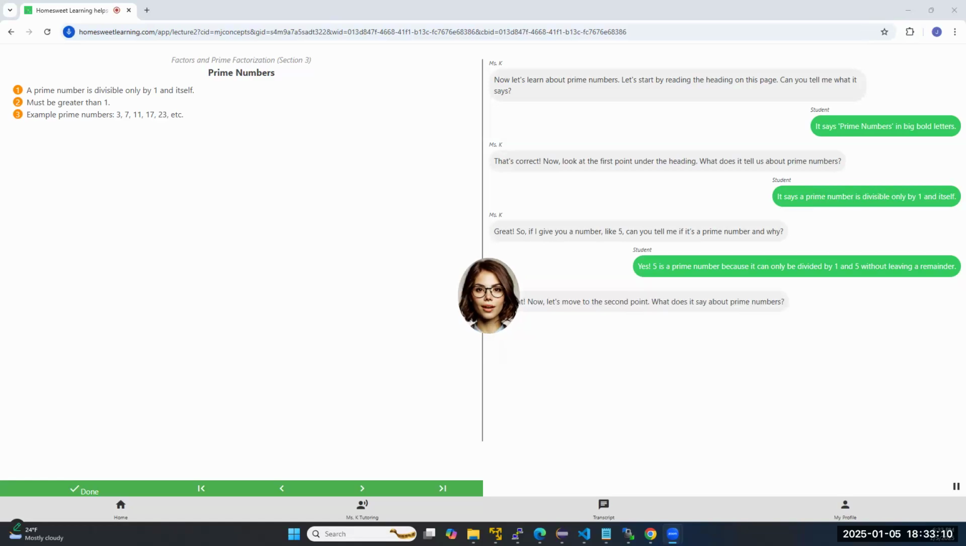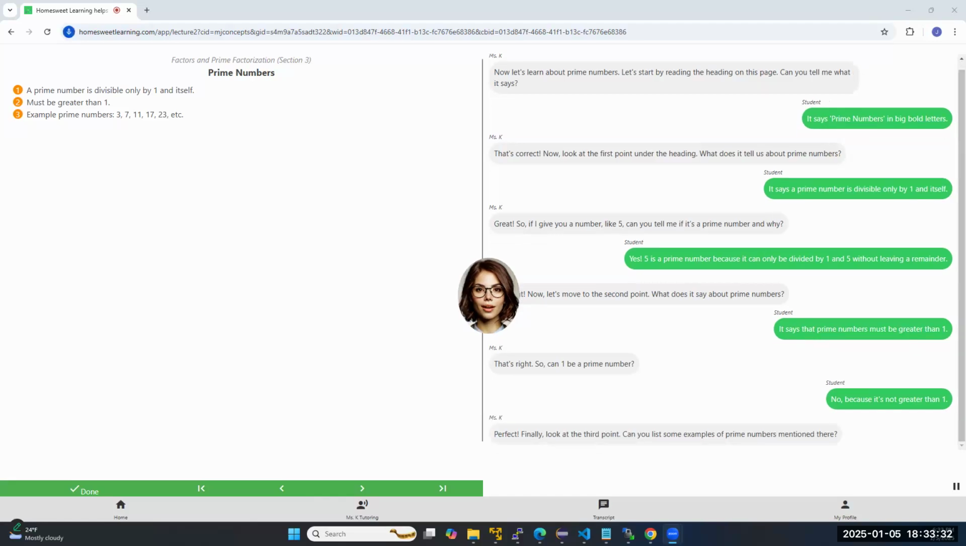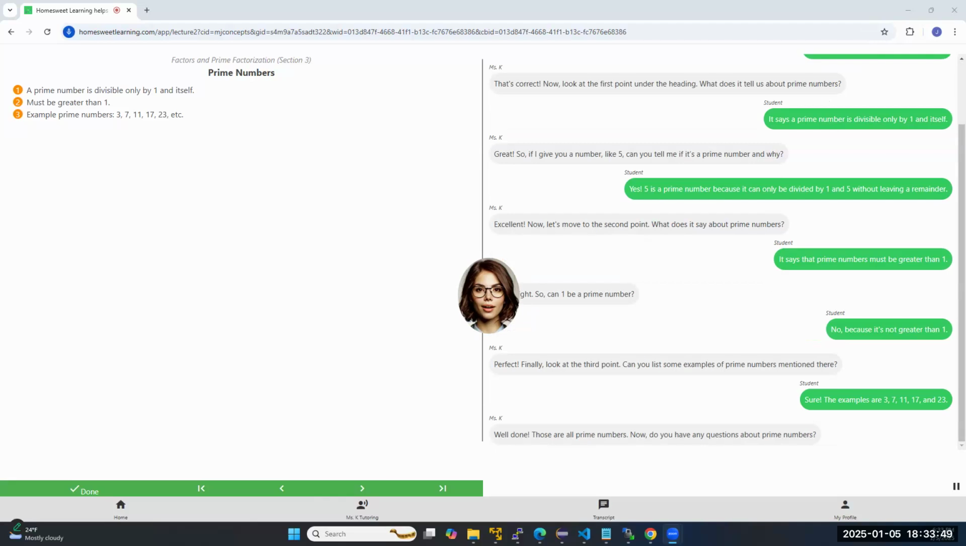Excellent. Now, let's move to the second point. What does it say about prime numbers? It says that prime numbers must be greater than 1. That's right. So, can 1 be a prime number? No, because it's not greater than 1. Perfect. Finally, look at the third point. Can you list some examples of prime numbers mentioned there? Sure, the examples are 3, 7, 11, 17, and 23. Well done. Those are all prime numbers.